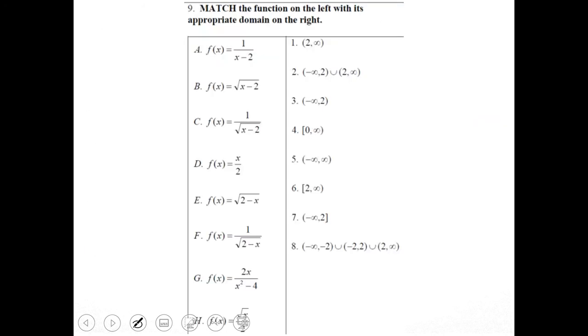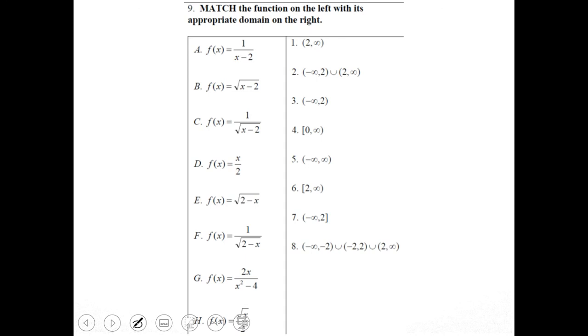Number 9 is a great review of domain. Again, domain is the most important or one of the most important topics that we're going to use all year long. You have no hope of accurately graphing something if you don't know the domain. So what I have for you here is a nice little matching activity. And notice that 2 is kind of the magic number.